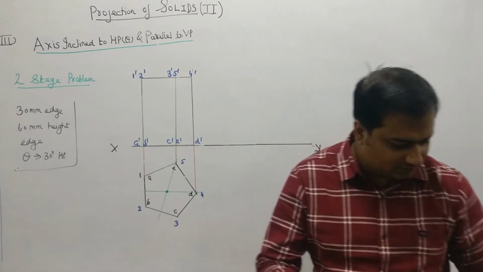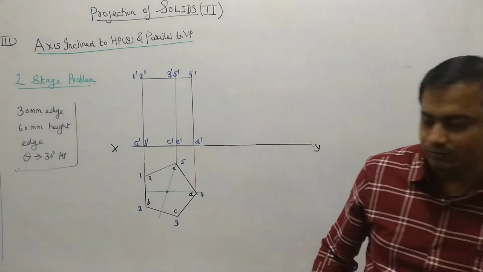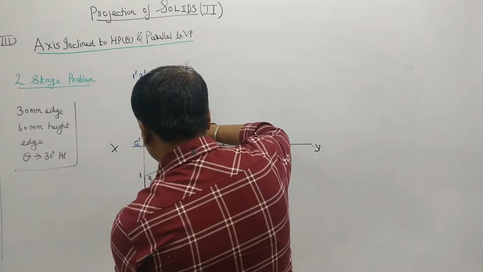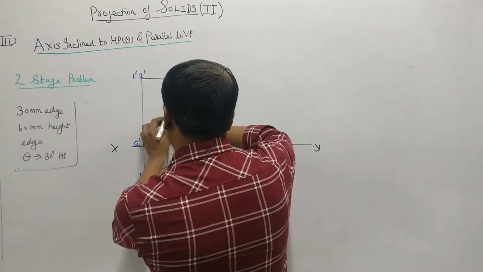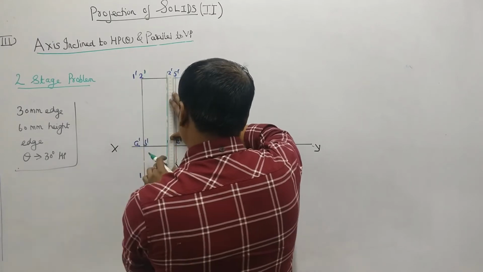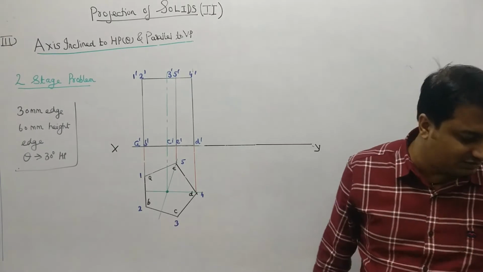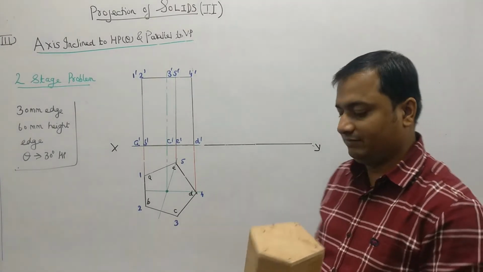Okay, so one thing is more left here, that is the axis. So let's plot the axis also. We already have the centroid, so from here we can just mark the axis. That should be light. Okay, axis is light. So this is the first stage where we have assumed that it's standing on HP and we have drawn the top view and front view.